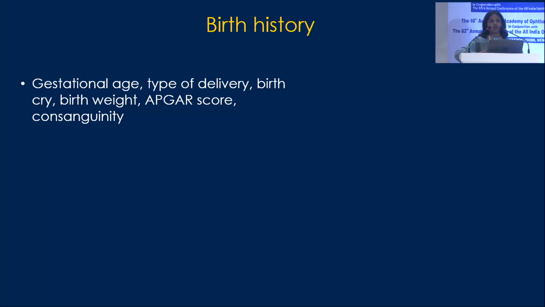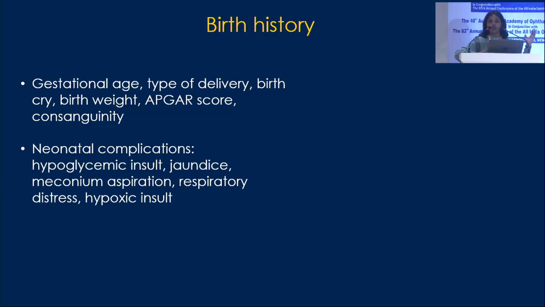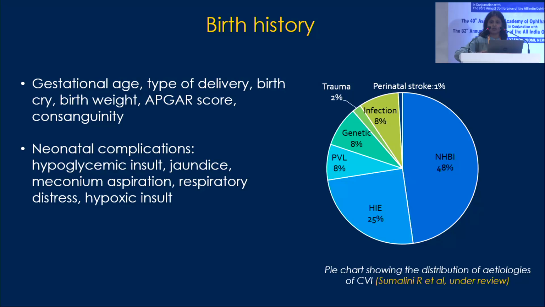Birth history, we all know the conventional birth history. We also need to check about their neonatal complications like hypoglycemic insult, jaundice, meconium aspiration, respiratory distress, hypoxic insult. In one of the in-house papers by our team, we found that 50% of children with CVI had etiology of neonatal hypoglycemic brain injury. And all of the parents invariably reported that the child did have a hypoglycemic insult in the neonatal period.